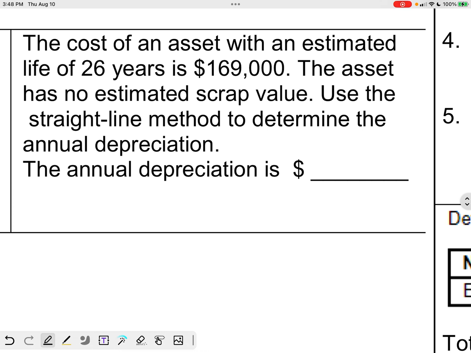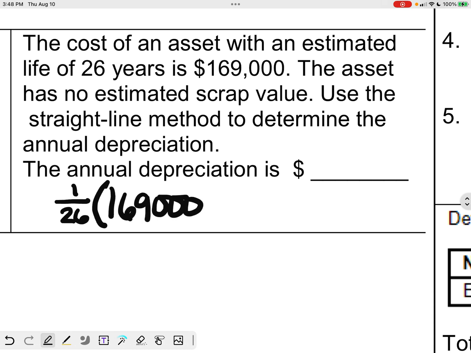Similarly, the cost of an asset with an estimated life of 26 years is that, and it has no scrap value. So again, here we go. That straight line tells it's going to be 1 for every, and there's my 26. You're going to multiply that by your value.